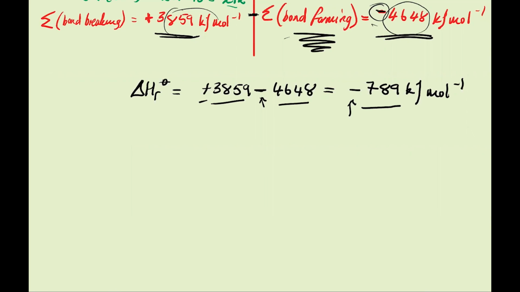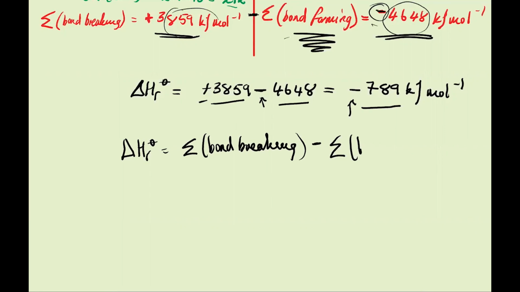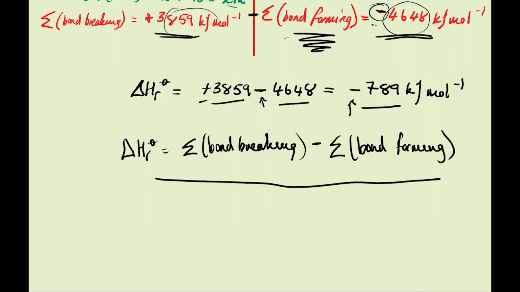Now you will have realized, especially if you've done this before, that the enthalpy of reaction is therefore the sum of bond breaking minus, because we're now looking at it being exothermic, the sum of bond forming. So that essentially is the overall equation for calculating the enthalpy changes using bond enthalpies. And it's this one that you commonly come across in texts.